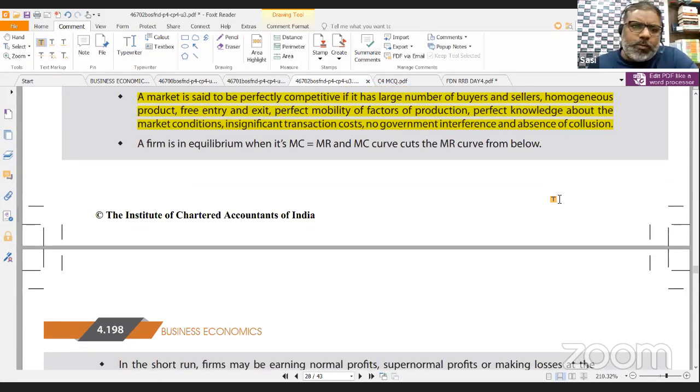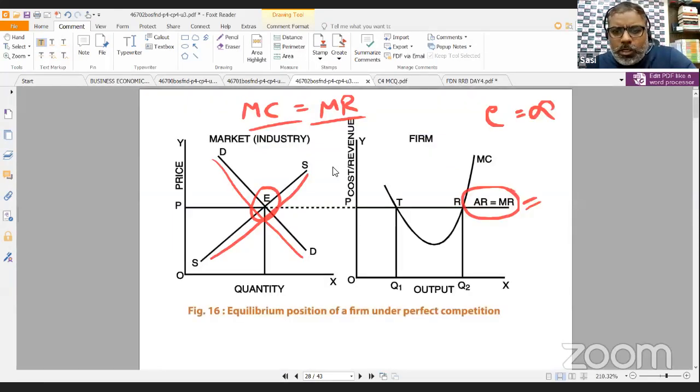But what is the technical point? The technical point here is that a firm is in equilibrium in a perfectly competitive market, and actually anytime, not only in perfect competition, when its MC is equal to MR, marginal cost is equal to marginal revenue, and the MC curve cuts the MR curve from below. So now look at this particular scenario. Here also MC is equal to MR. Here also MC is equal to MR. So can we say T is an equilibrium point, or T is a point where the firm will maximize revenue?